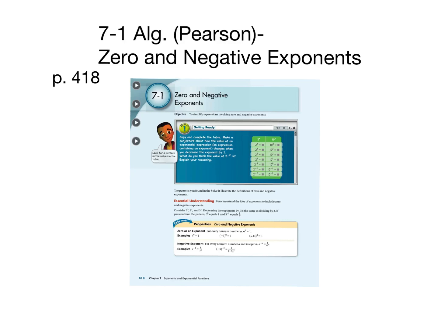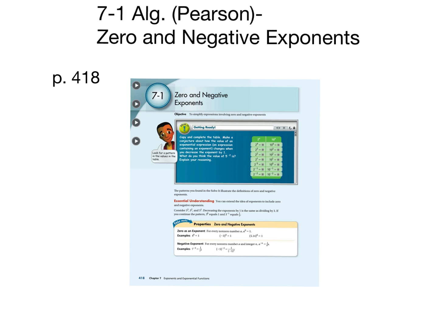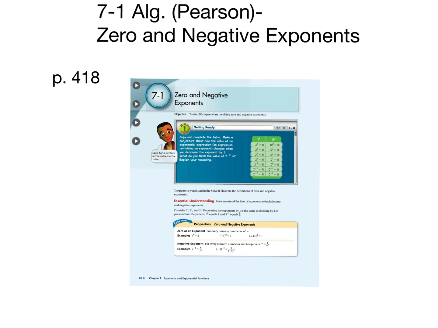Page 418, lesson 7.1 is on zero and negative exponents. We're going to start talking about it here. Some of the stuff as we go through this, we'll be getting more explanations on it further as we go into the chapter. So if it doesn't make sense all the way right now, hopefully it'll get a little bit more cleared up as we go through the chapter.